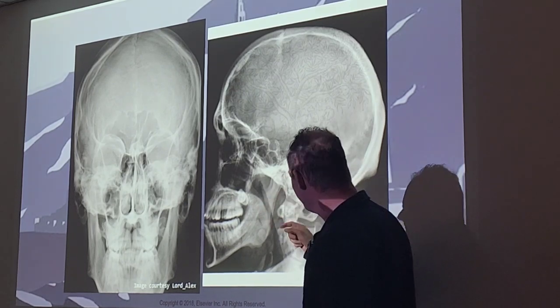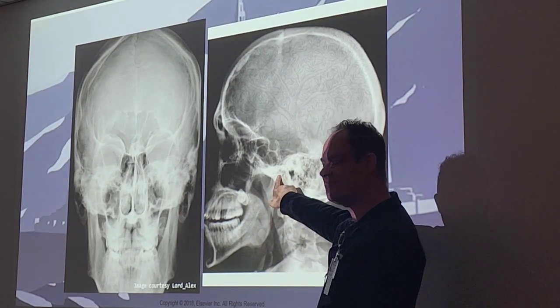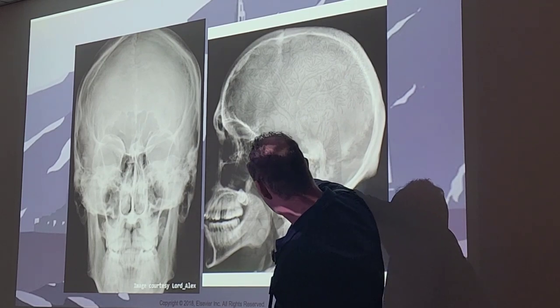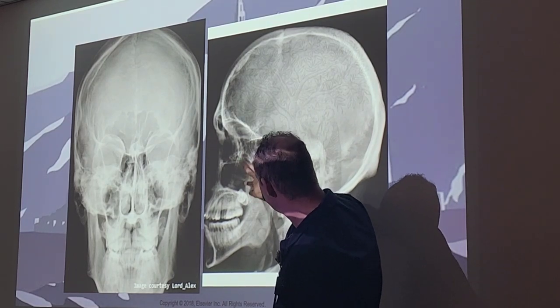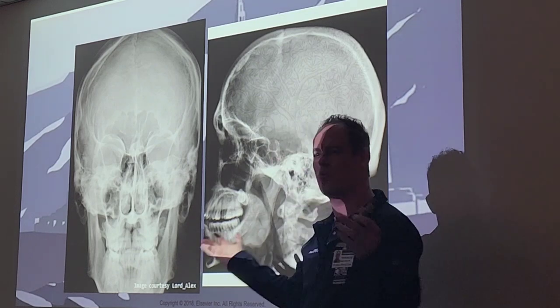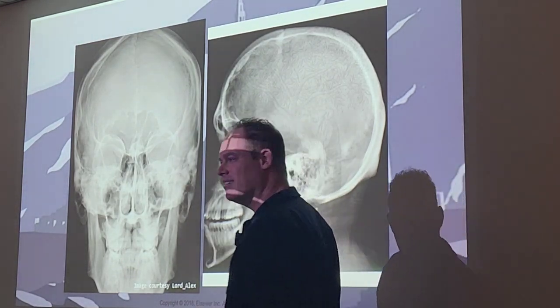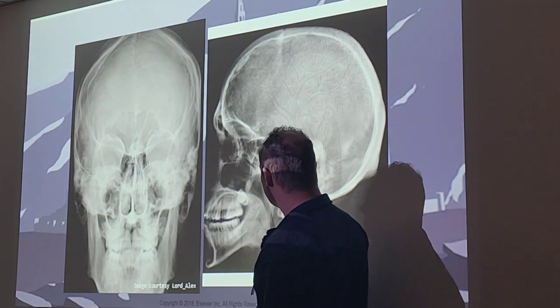What joint is formed here? TMJ. What about this dip down here? The mandibular notch. What about this spike here? The coronoid process. What y'all so worried about? Not so bad, right? This is a right lateral. Let me give you some hard ones now.